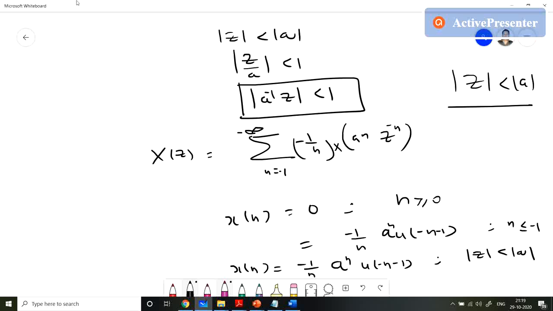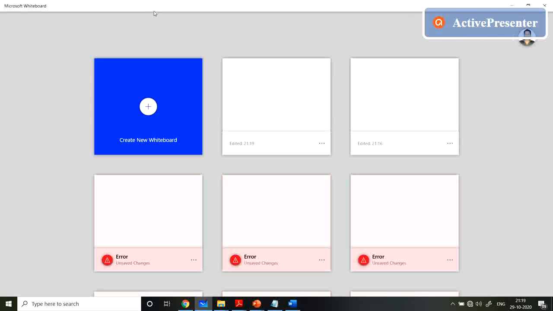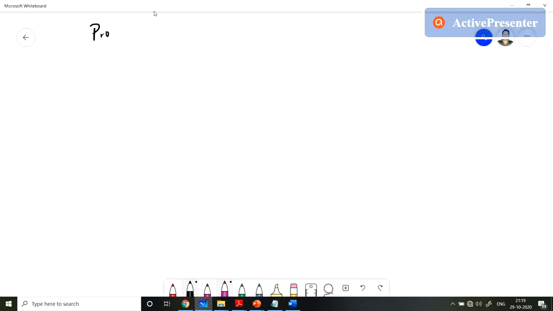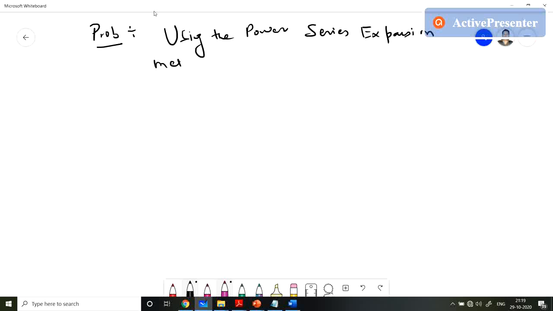So let us discuss another problem. The problem is using the power series expansion method. Using the power series expansion method, find the inverse Z transform.